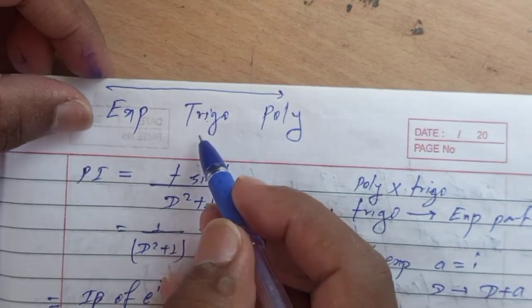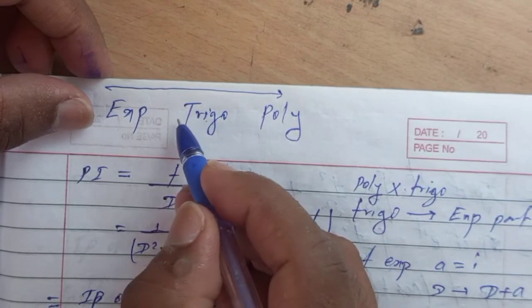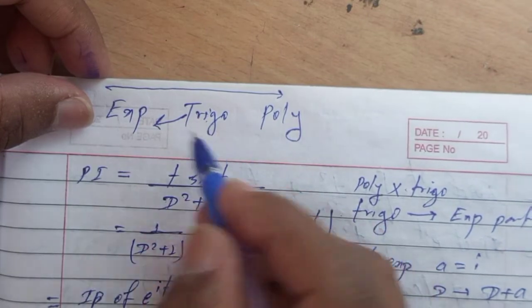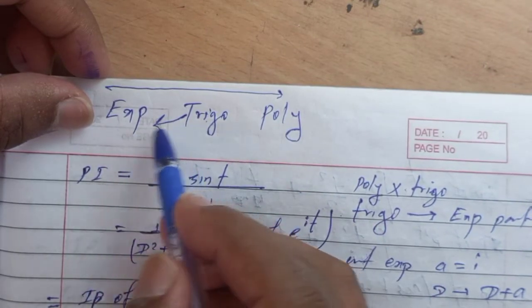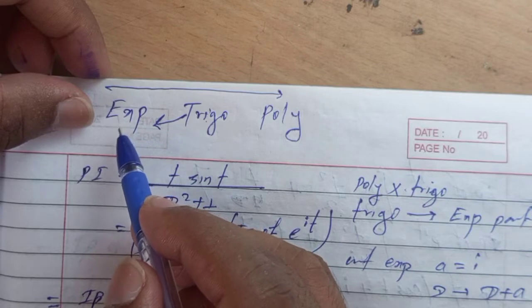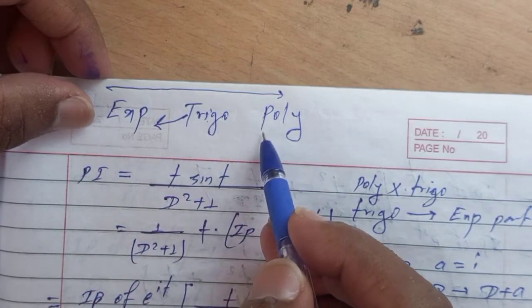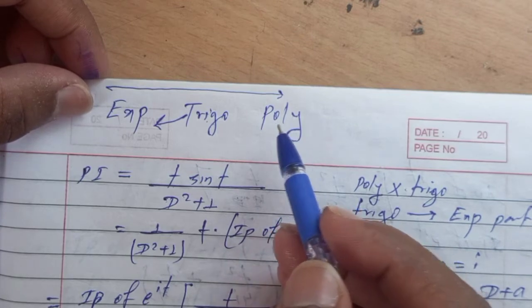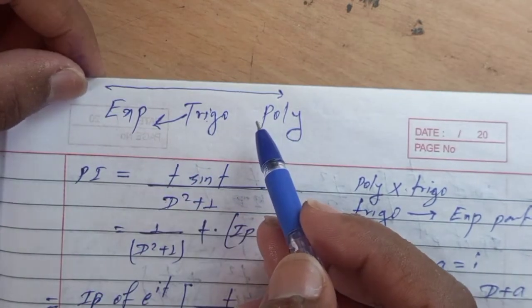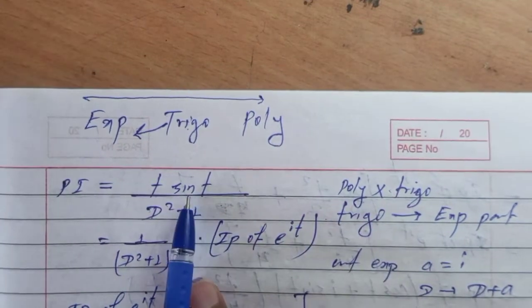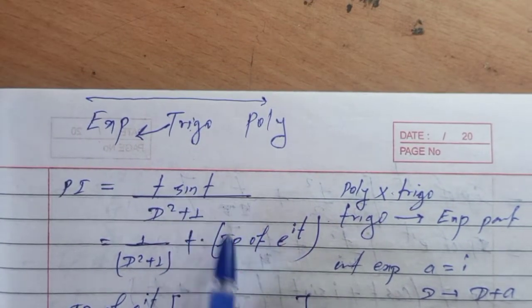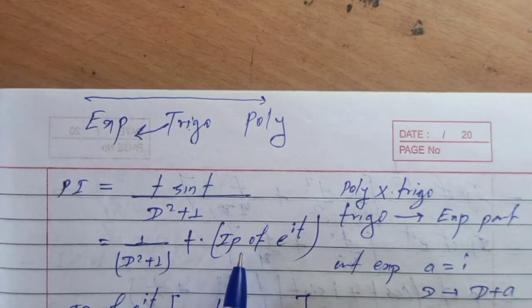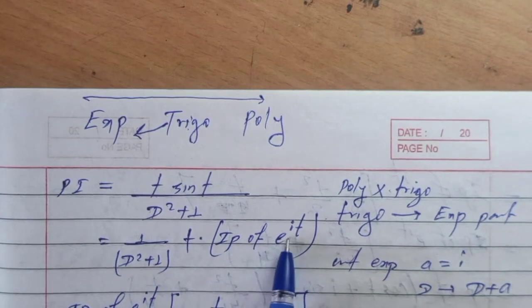So first, for the trigonometry, we have to convert trigonometry into the form of exponential. After converting, we're going to solve with respect to exponential. Then after solving, we're going to solve with respect to polynomial with the help of the binomial concept. We know this order as we have discussed earlier. So instead of sin t, we can write the imaginary part of e to the power it. And now here it is exponential.